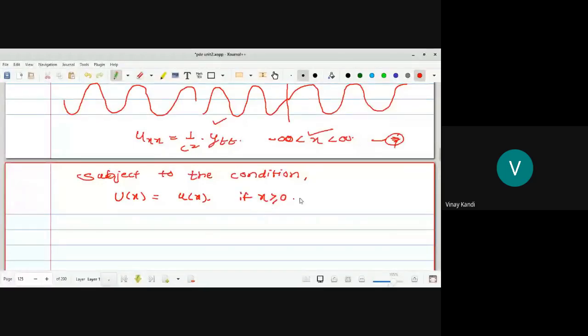And I am extending it to minus infinity, that is minus u of minus x, if x is less than 0.